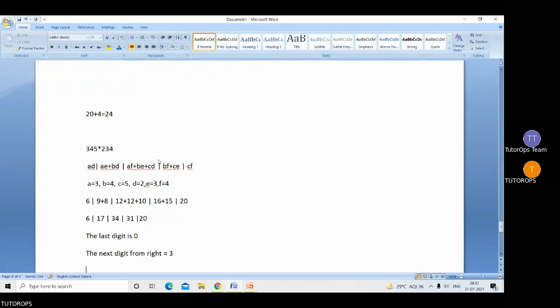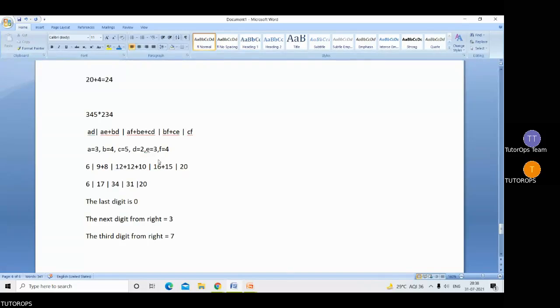So the third digit from right will be the last digit of 34 plus 3, that is 37. That is, the last digit of 37 will be 7. And then the first digit of 37, that is 3, will be carried forward and added to 17, the next part. So adding 17 with 3 will give us 20.